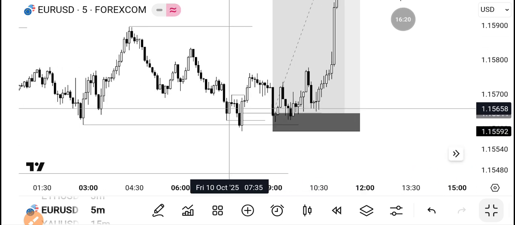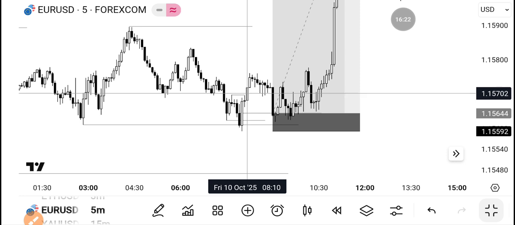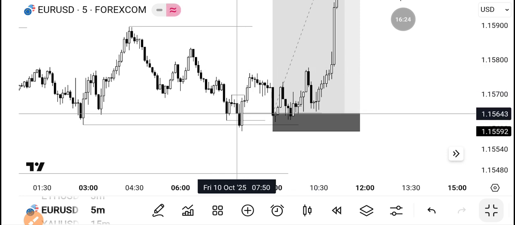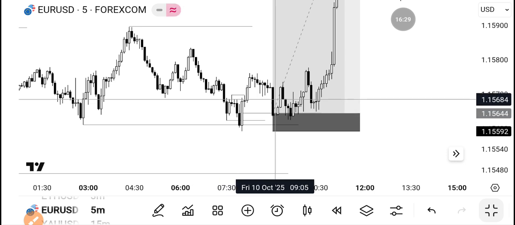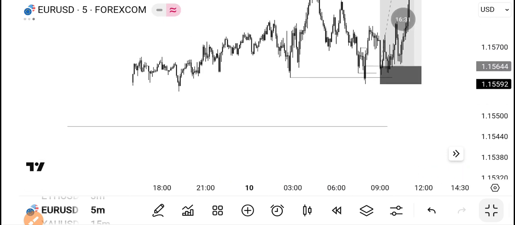Turtle soup, change in state of delivery, and what? The retracement to our what? Entry. Price gives us a clean entry model. And what? But you can also take the trade directly from the key level.